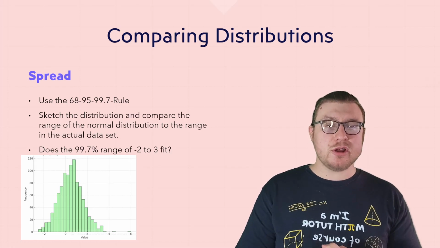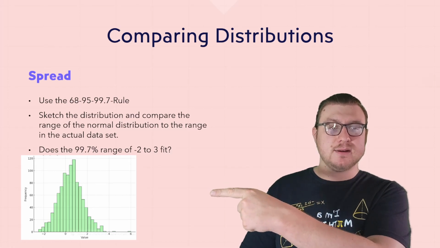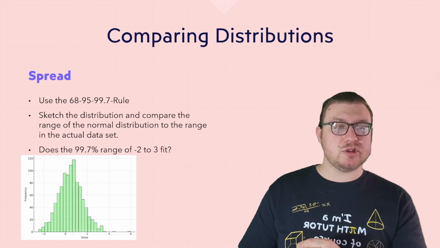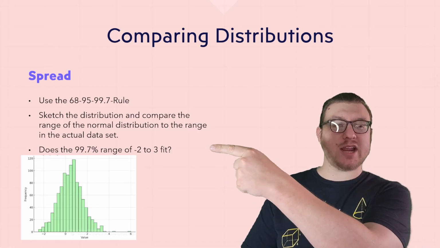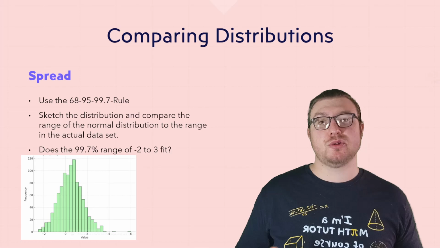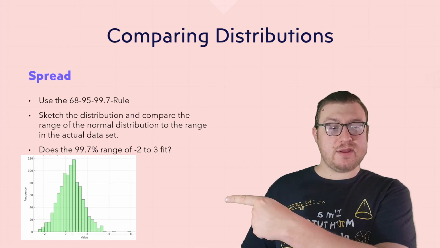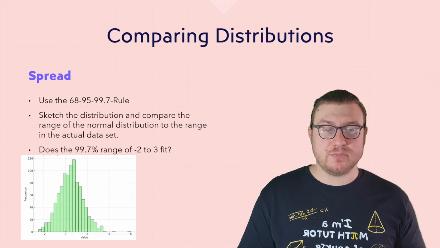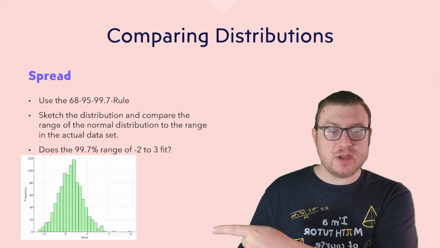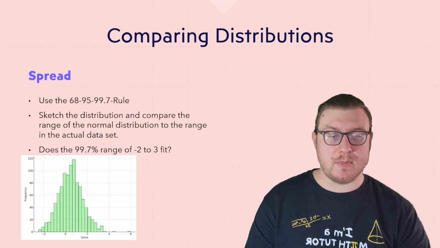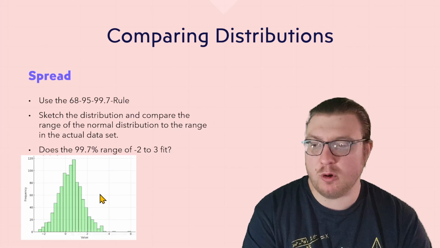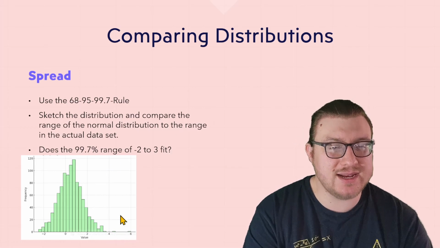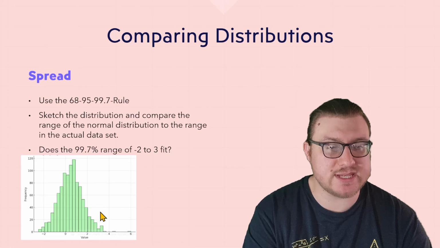So then we're going to go and have a look. Well, here's my data. Does the range fit? So let's say our range that we actually got was -2 to 3. Would you say that this graph would fit the spread for a normal distribution? Well, the graph seems to be going from about -2 to about 4. There's some data, a tiny bit of data is allowed outside this range.